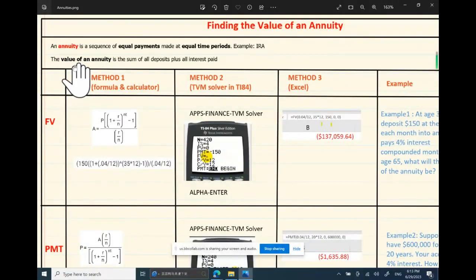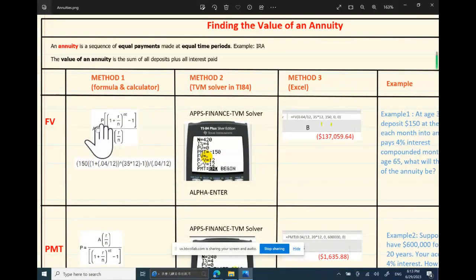So I want you to understand that the value of an annuity is the future value of the savings account, of the account. For example, IRA. The value of an annuity is the future value of the investment. Future value. We use FV to represent the future value of the account or the value of an annuity. All right, so this is the formula to compute the value of the annuity.